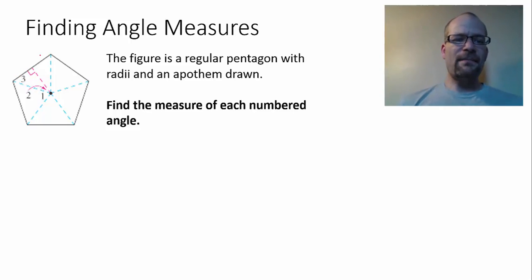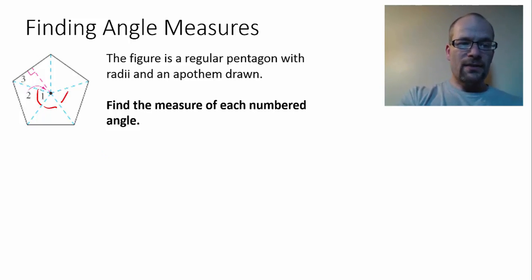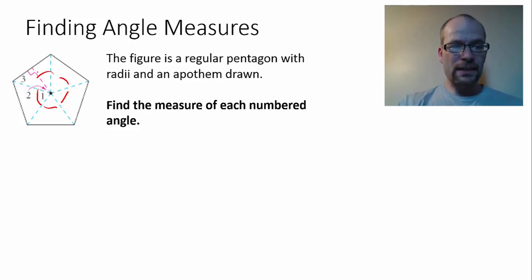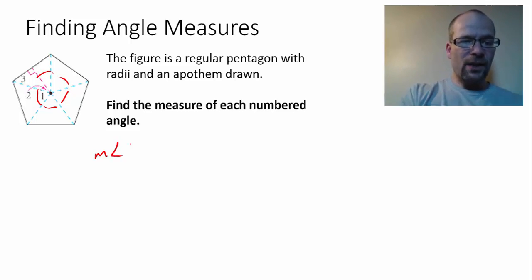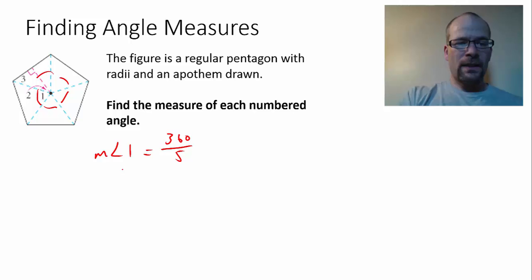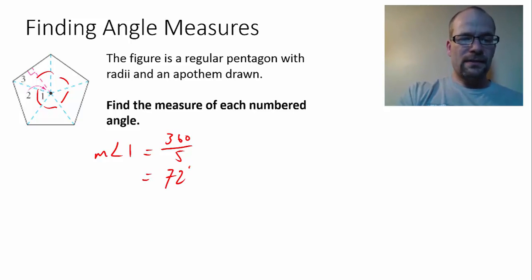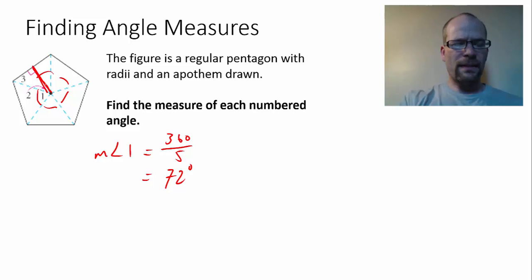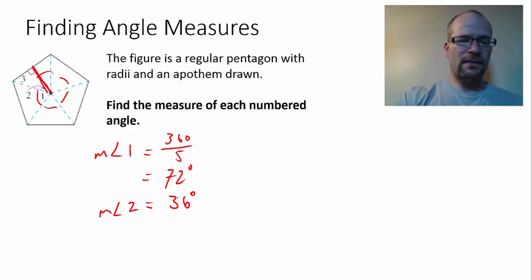How do we actually find the measure of each numbered angle? Let's deal with number 1 first. The measure of angle 1 is pretty simple, actually. You can see that the measure of angle 1 is repeated 5 times around because this is a pentagon. So the measure of angle 1 is equal to 360 divided by 5, and that is equal to 72 degrees. Next, let's take a look at number 2. Because angle 2 is formed by this altitude in the triangle, or the apothem as we call it, the measure of angle 2 is equal to half the measure of angle 1, and so it's 36 degrees.